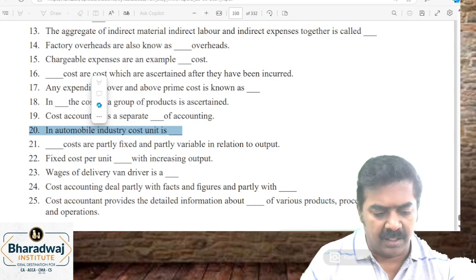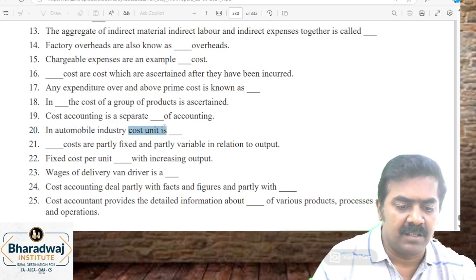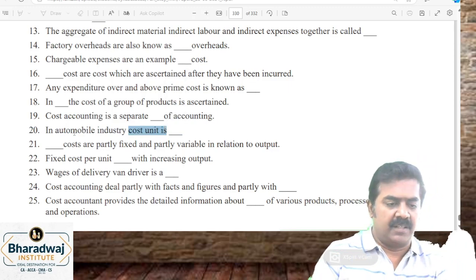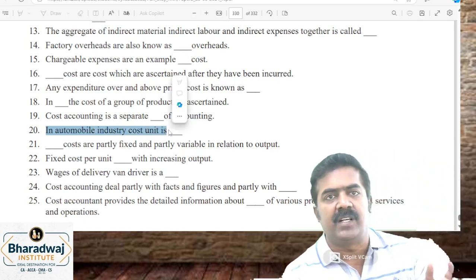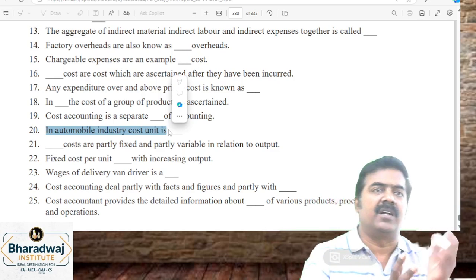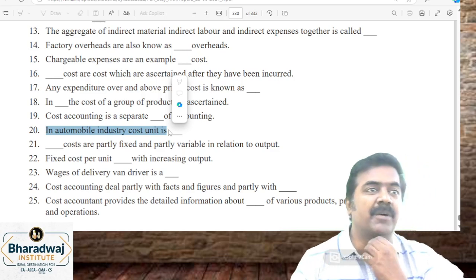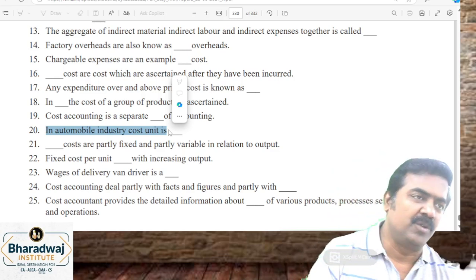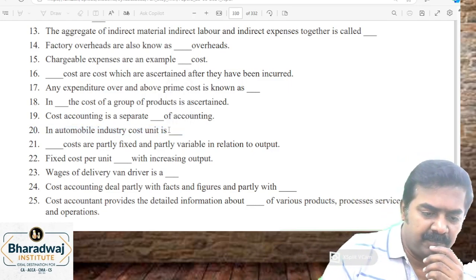In the automobile industry, what cost unit do we use? Cost unit is the number of units manufactured. For example, you are manufacturing two-wheelers and four-wheelers. How do they measure the cost? Per hour, per kilometer, per liter, per unit? Per unit. Two-wheeler cost per unit, four-wheeler cost per unit. Per unit manufactured.